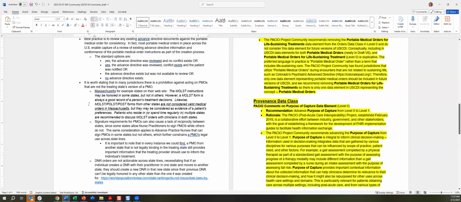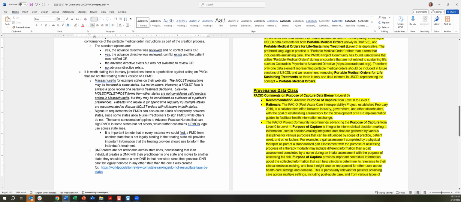Likewise, forms from other states are not considered valid medical orders in Massachusetts, but they may be considered as evidence of a person's preferences. Patients who reside in or spend time regularly in multiple states are recommended to discuss their MOLST orders with clinicians in both states. So that kind of paints a picture of why people may have multiple.